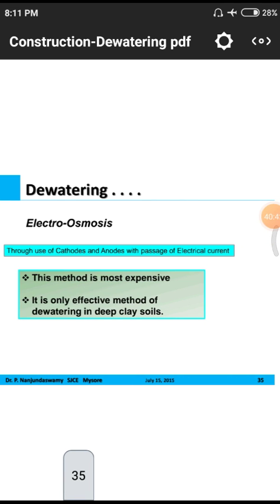Next, we have electroosmosis. This method is the most expensive. Why? Because we are using an external current fed directly into the ground, which costs a huge amount of money. It is the only effective method for dewatering in deep clay soils. That means whenever there is water at a deep level in clay soils, this electroosmosis method will be useful.